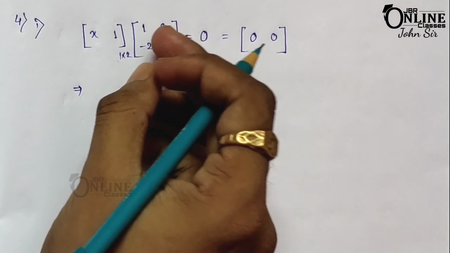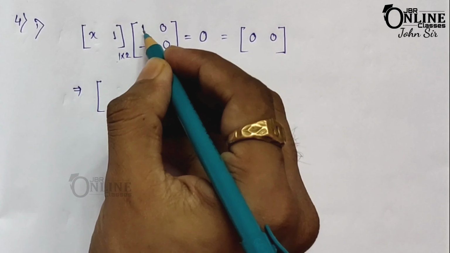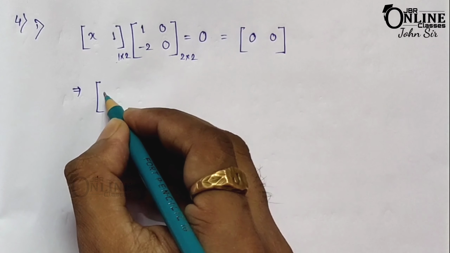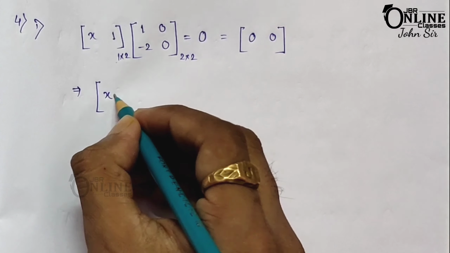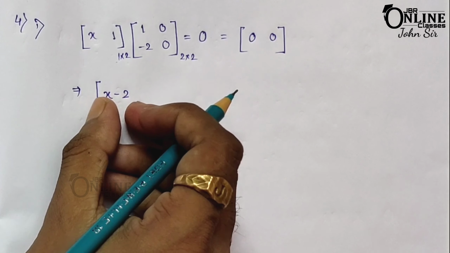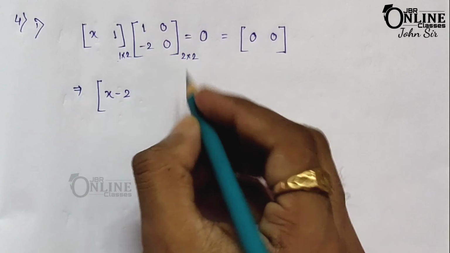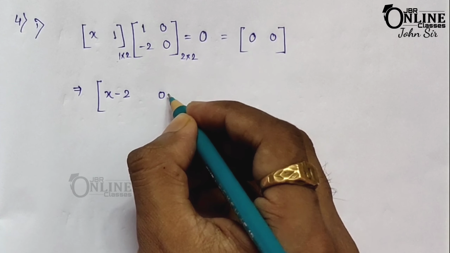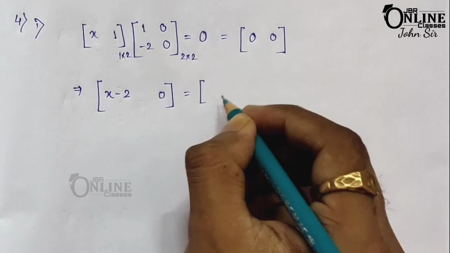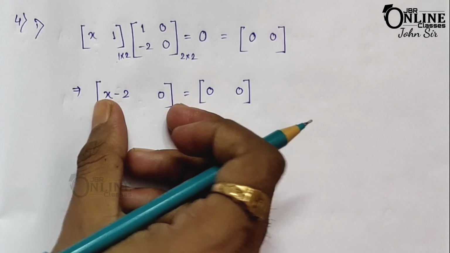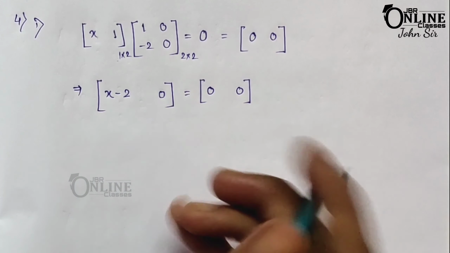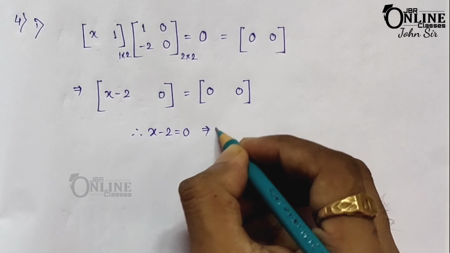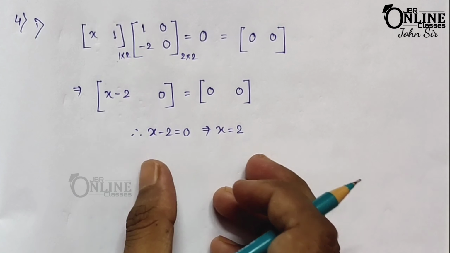So now whenever you multiply this matrix with this one, first 1 into x and then 1 into minus 2. So 1 into x, x, and then 1 into minus 2, it becomes minus 2. So this is the first element. Second one will be 0 into x, that becomes 0, and then plus 1 into 0, that becomes also 0. So that equals 0 only. So in the left hand side you have this one, right hand side you have this one. Whenever you compare, you will get x minus 2 equal to 0, and from that x equal to 2. So here 2 is your answer.